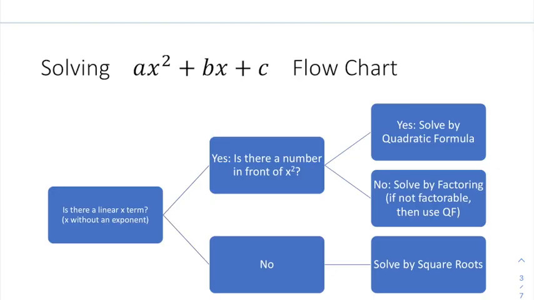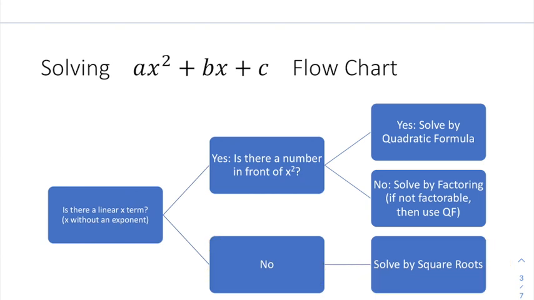I've made a little flowchart to help you decide which method you should use to solve a given quadratic. When you first see a given quadratic, you should ask yourself whether or not there's a linear x term, which we see as bx. In a problem like x squared minus 5 equals 0, we have an x squared term, a constant term, and no x term. So in that case, the answer would be no. Where a problem like x squared minus 5x plus 4 has an x term, so the answer would be yes. If you've decided that you do not have an x term, then you're going to solve it using square roots.